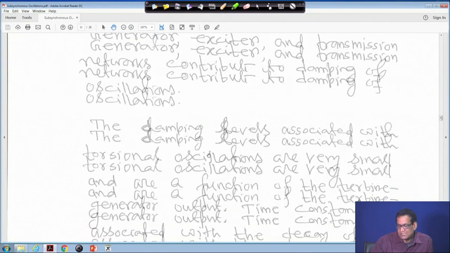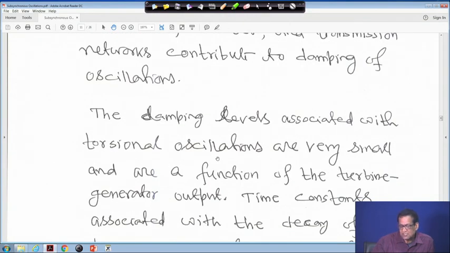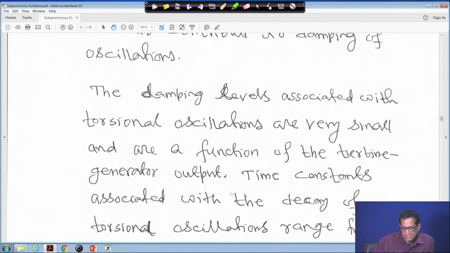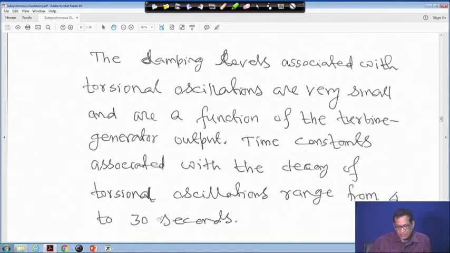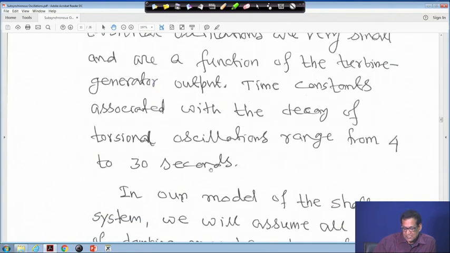Damping levels associated with torsional oscillations are very small and are a function of the turbine generator output. The time constants associated with the decay of torsional oscillations range from 4 to 30 seconds.